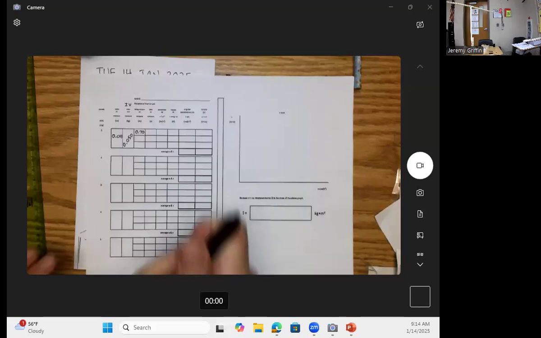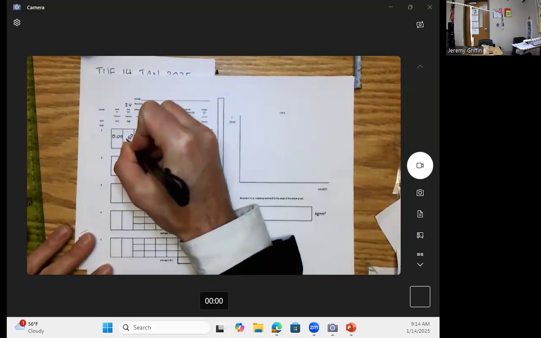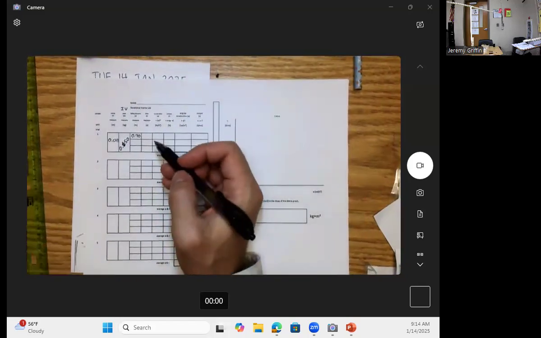I'm going to switch the mass to 0.150 because I forgot. It's a little bit of friction it has to overcome, so it's kind of the minimum I could do. Okay, so we got 0.15 kilograms mass.